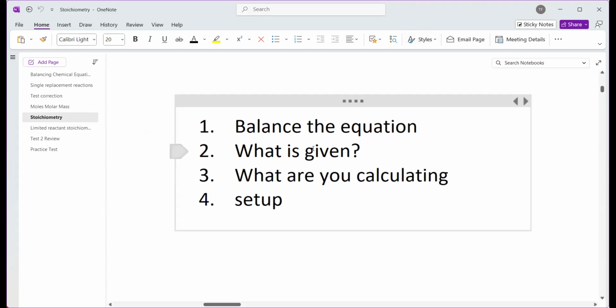Okay, and then the normal stuff: what's given, what we're trying to calculate, and then there's setup. The setup is going to be just like before. It's going to be a bunch of conversion factors. It's the name of the game in chemistry, physics, engineering. Conversion factors.